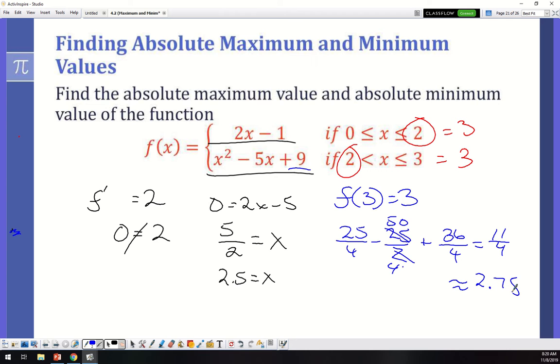I think so. Where did you get the middle? Where did I get what? 25. 25 over this one? Yeah, no, 25 over 2.